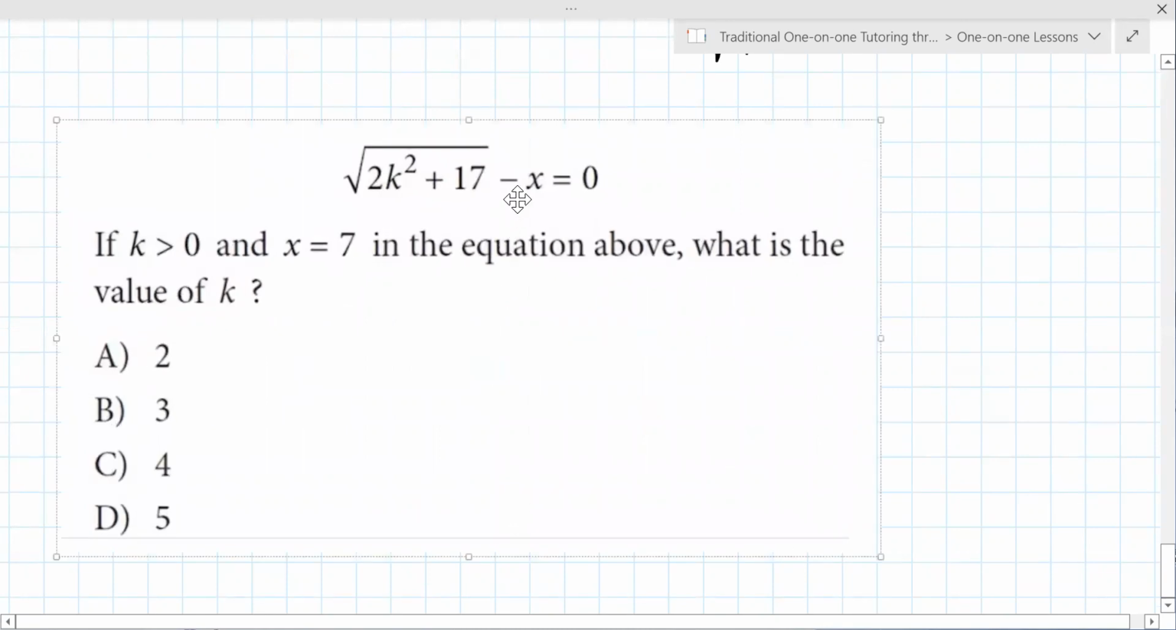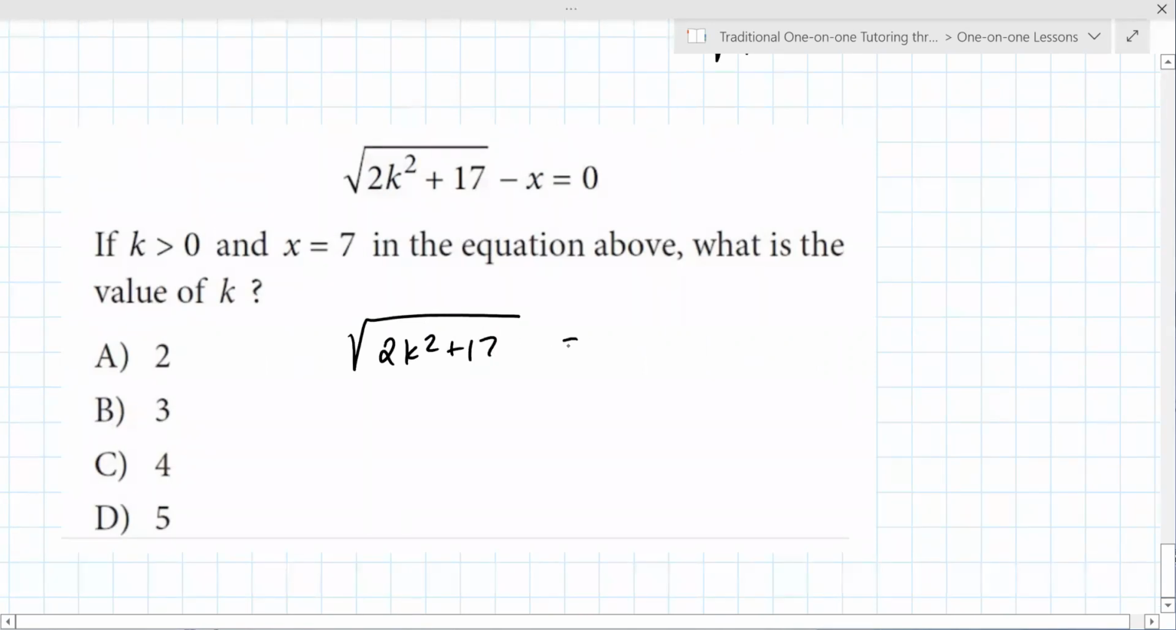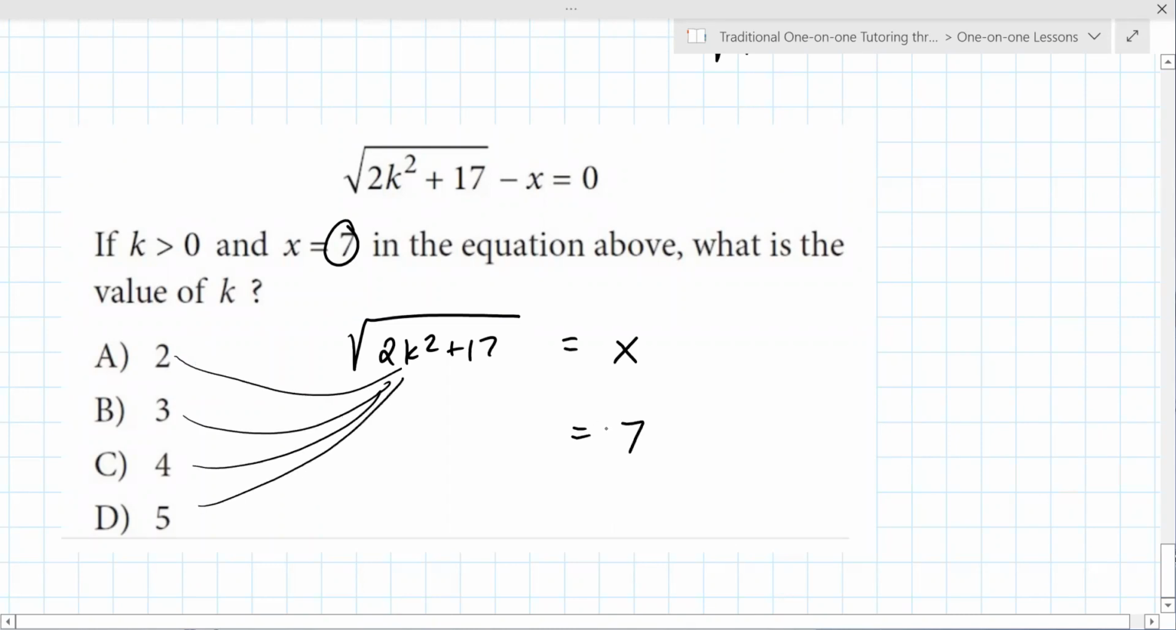Okay, so imagine we move the x to the other side of the equation, so that this was 2k squared plus 17 equals x. And they tell you now that x is 7. So I want you to put each of these values in for k until you get the one that's 7. Would I have to square root the k first before doing any? No, there's parentheses here. You have to square the k, then multiply by 2, then add 17.